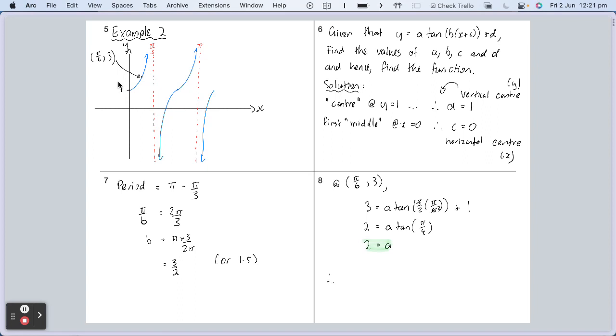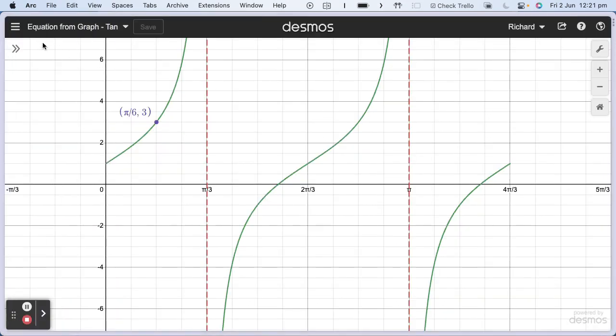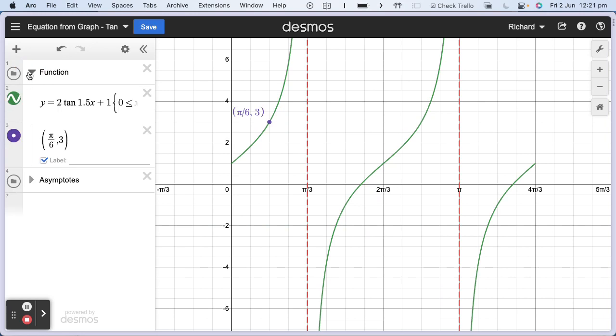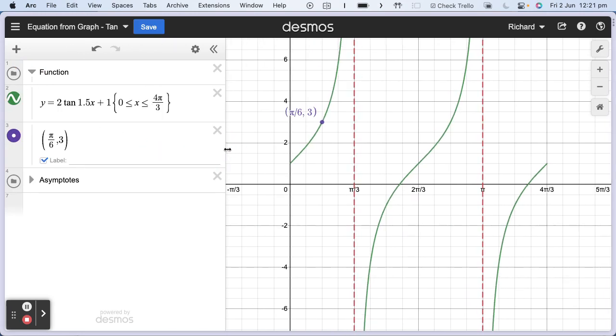The last is just to chuck it all together. So therefore, y is equal to 2 tan 3 on 2 x, or you could write 3x on 2, or you could write 1.5x, whatever floats your boat, plus 1. And that is our equation. We'll see it over here. There is the function. 2 tan 1.5x plus 1.